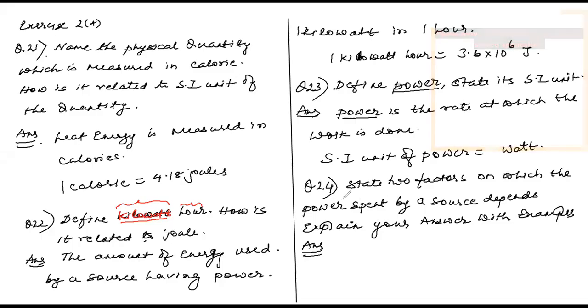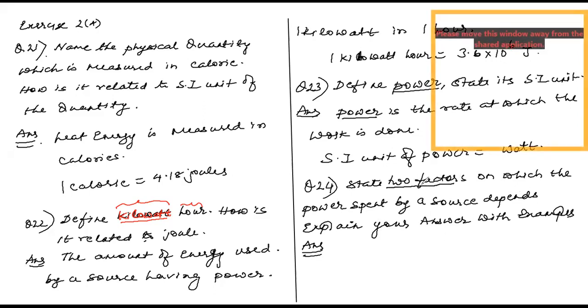State two factors on which the power spent by a source depends. Okay. Now see, everywhere in every chapter, you're going to remember this. These questions are asked: factors, factors, factors. There's nothing to get confused. There's nothing to worry about.